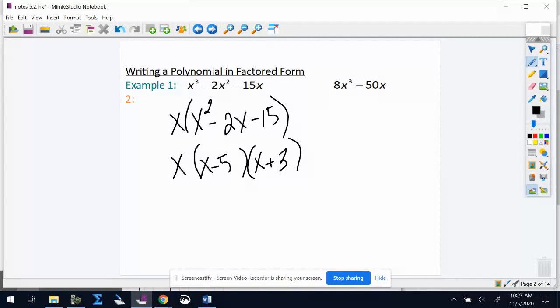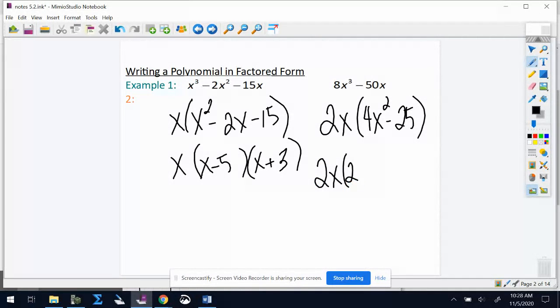Same thing for the next one. The next one has a GCF of 2x, which leaves me with 4x squared minus 25. We can go further with this one as well. 4x squared minus 25 is a difference of squares, so we can break that down into 2x plus 5 or 2x minus 5. And again, every time I factor, every factor of x is creating another solution or 0. It's also creating another x-intercept on the graph.